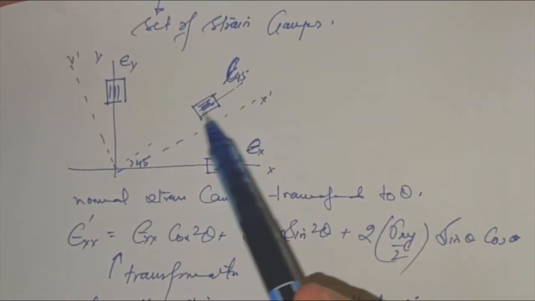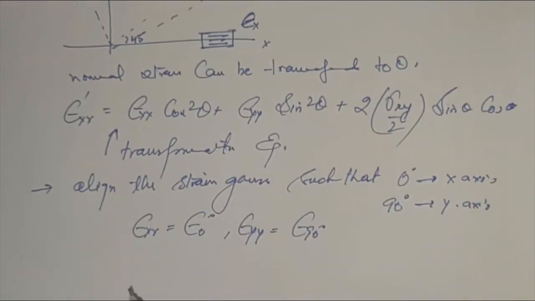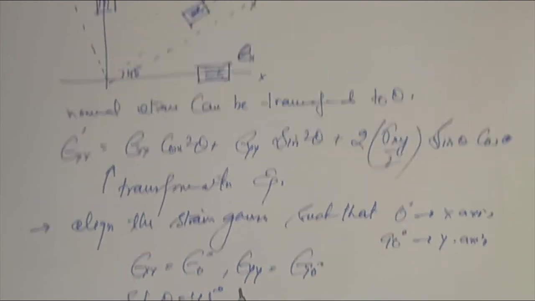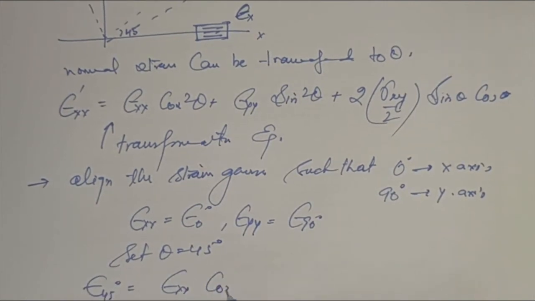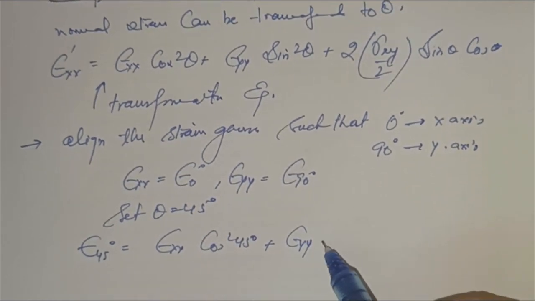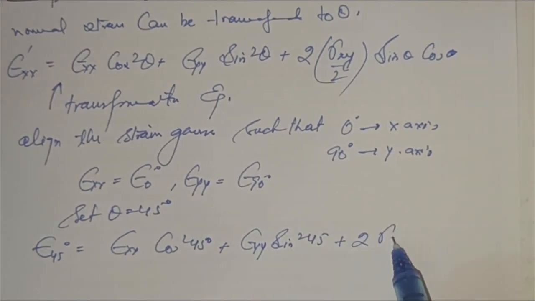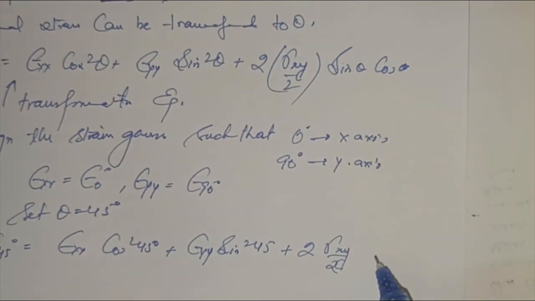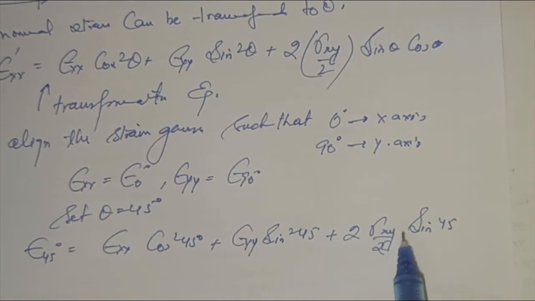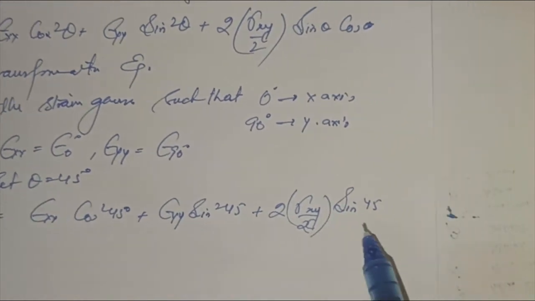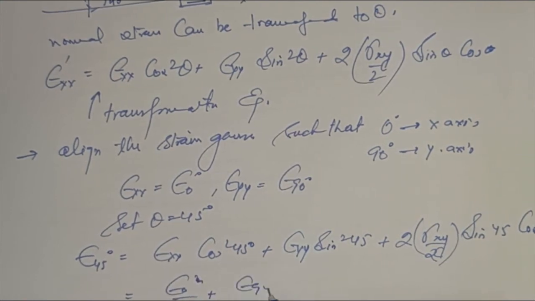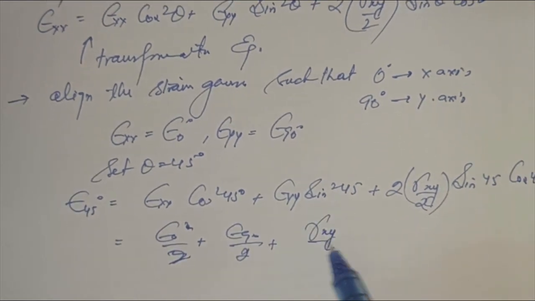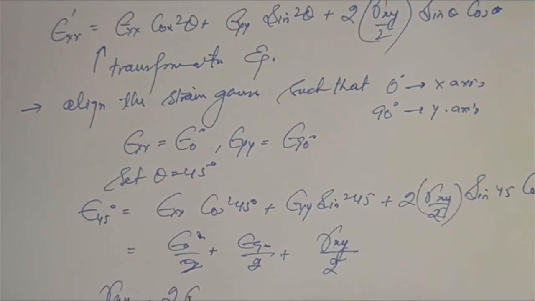Then the other strain gauge that we have put in has an orientation of 45 degrees. So you can set whatever the orientation is. Set the orientation to 45 degrees and calculate the value in this equation. So epsilon 45 degrees will be equal to epsilon xx cos square 45, plus epsilon yy sine square 45, plus gamma xy by 2, which is what we need to obtain, times sine 45 cos 45. Remember, gamma xy by 2 is the same component of the strain tensor that I have explained earlier. So gamma xy will be 2 times epsilon 45 minus epsilon 0 minus epsilon 90.